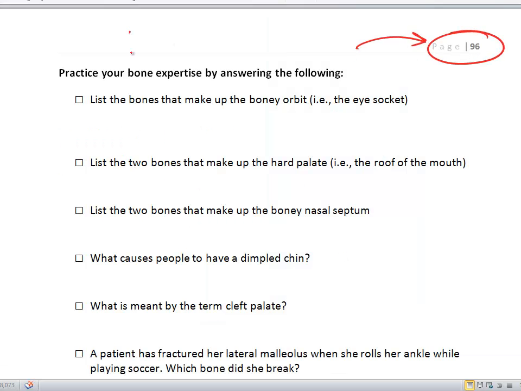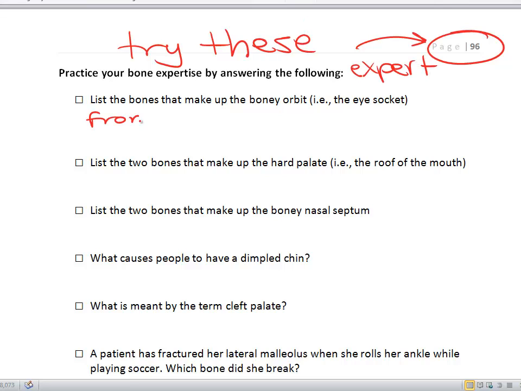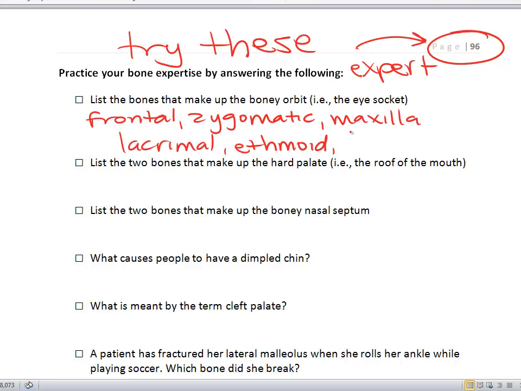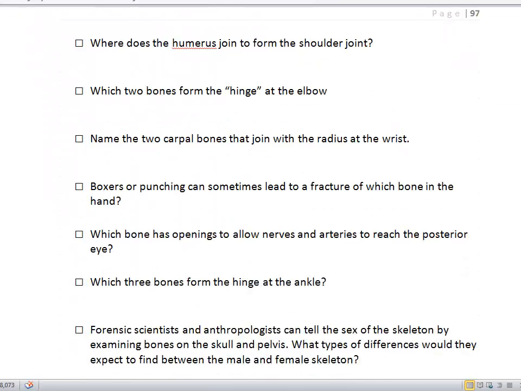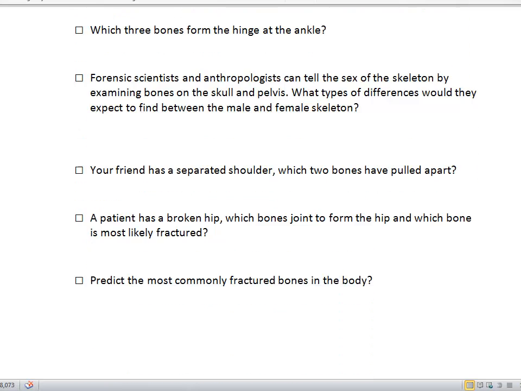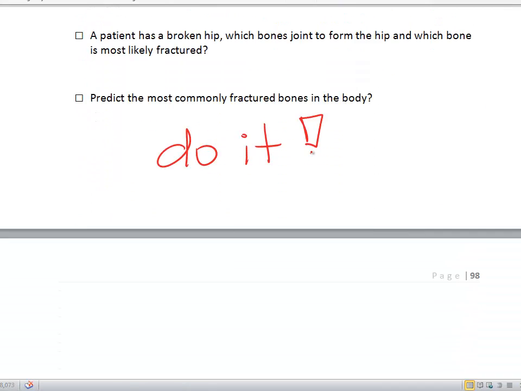Page 96 and 97, if you're feeling like a bone expert, you should definitely be able to answer these questions. They'll definitely show up on your quiz. So, for example, list the bones that make up the orbit. That's your eye socket. Just think of it like a square room, and you've got to have a roof and a bottom. And you can try the rest of these. If you have questions about these, we can talk in office hours or before lab.